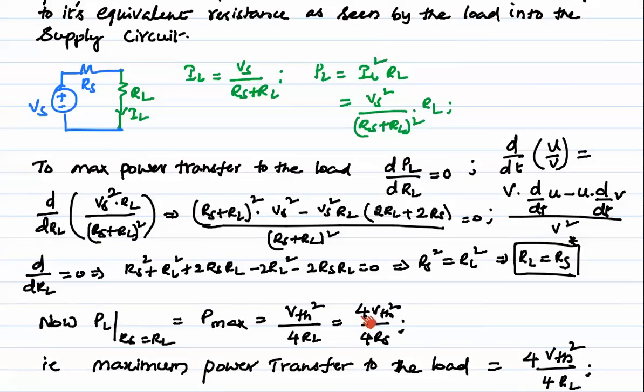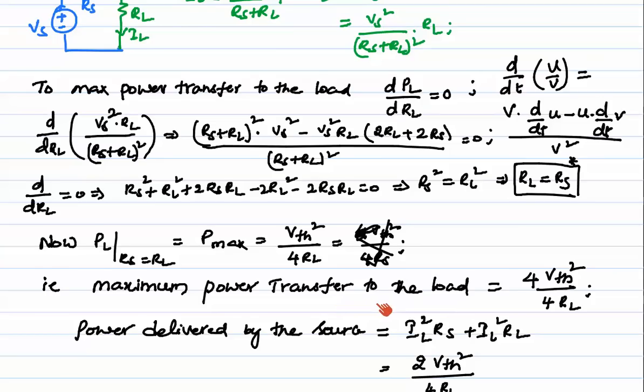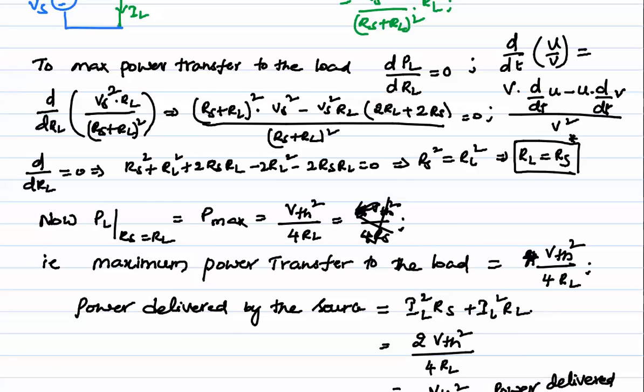So VTH square divided by 4 RL is the maximum power transferred to the load. Sorry, here we made a mistake, so it is going to be VTH square divided by 4 RL.